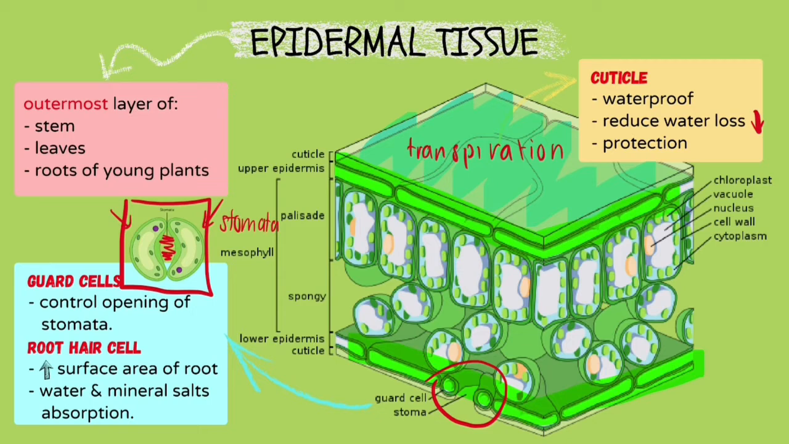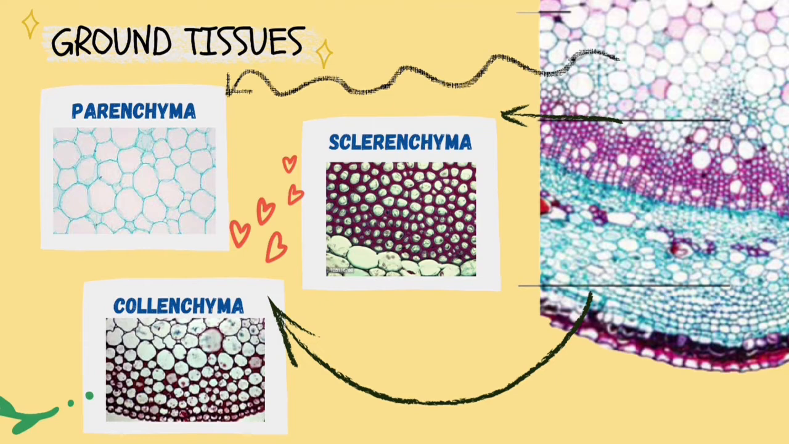Other than that, we have the root hair cell. The root hair cells increase the surface area of the root for water and mineral salts absorption. Next, we have ground tissues. There are three different types of ground tissues in plants, which are the parenchyma, the sclerenchyma, and the collenchyma.